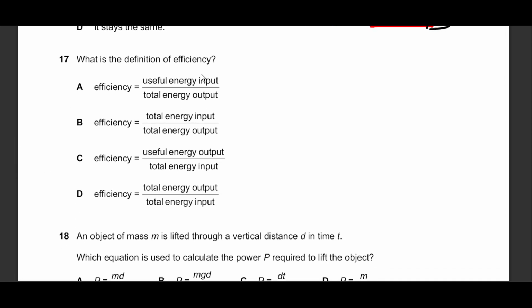Question 17 is about previous knowledge again. Efficiency needs to have the same units. So energy, energy, energy, energy, and all the options are fine. Then it has to be output over input. So this is wrong. This is also wrong. This seems to be fine. This seems to be fine.